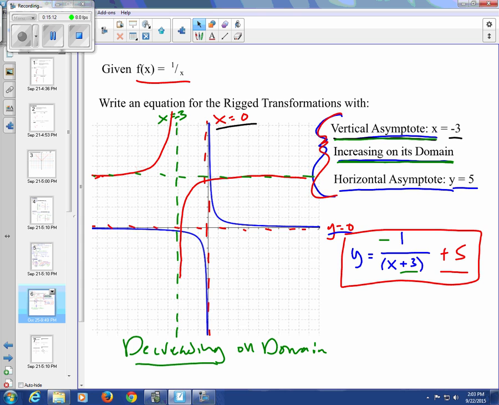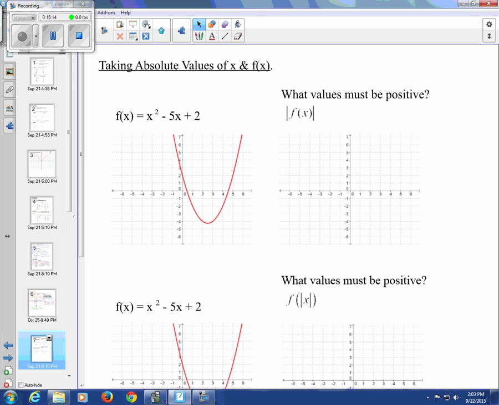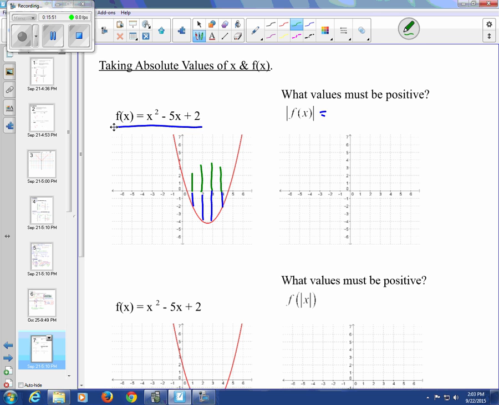Okay, so now what we want to talk about is the effect of absolute values outside and inside the function. So right here we've got our function, the parabola x squared minus 5x plus 2, same one we looked at before. What's going to happen when I put the entire function in the absolute values, essentially making it all positive? Well, we're taking all of those negative function values, and the absolute value is going to make them all positive, because that's what the absolute value does. It's the distance from the origin, and distance is always positive.